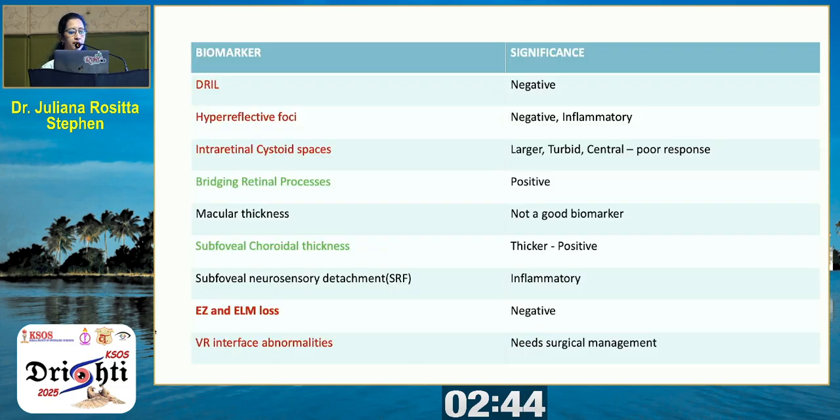So this is a summary of the OCT biomarkers. Negative biomarkers are the presence of hyperreflective foci and larger, turbid and central intraretinal cystoid spaces. The presence of bridging retinal processes is a positive biomarker. Macular thickness, it's important to remember that it is not a good biomarker. We have to always look for the other associated markers. And a very important biomarker is seeing for the EZ integrity.